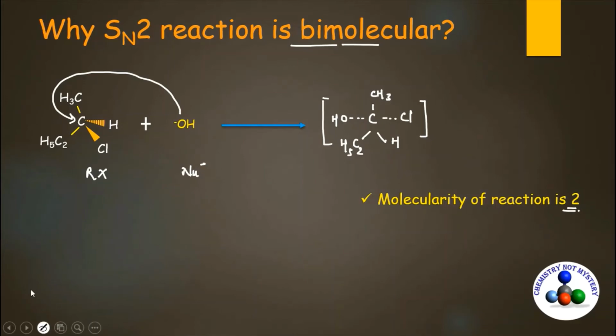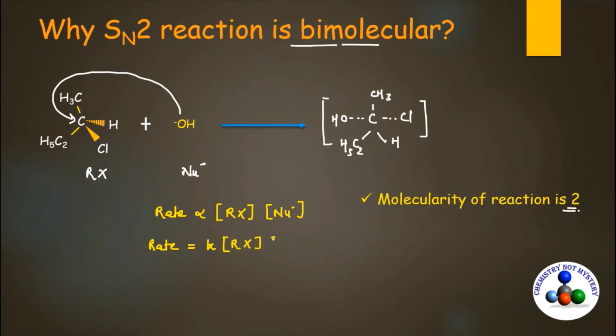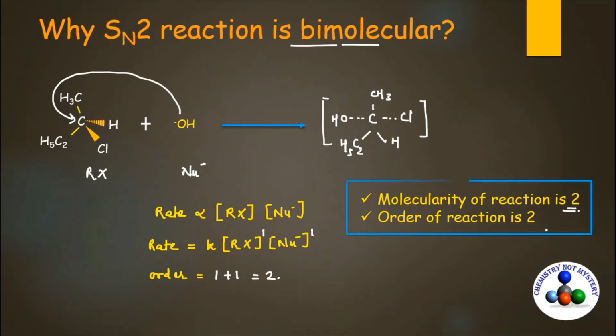Now apply the rate law for the same equation. So rate of this reaction will be proportional to the concentration of RX multiplied by the concentration of nucleophile. And when you remove the proportionality sign, you will get a constant, that is rate constant k, multiplied by RX multiplied by nucleophile concentration. So here when you see the order of the reaction, it is equal to the sum of the power of reactants in rate equation. So here 1 plus 1 you will get 2. That's why the order of reaction is 2 for SN2 reaction.